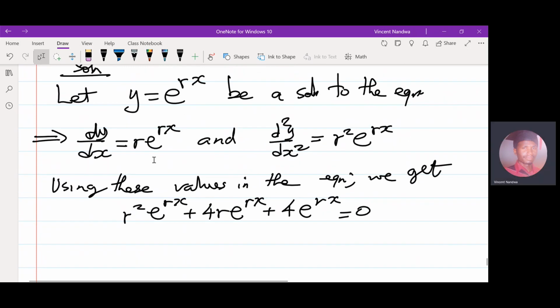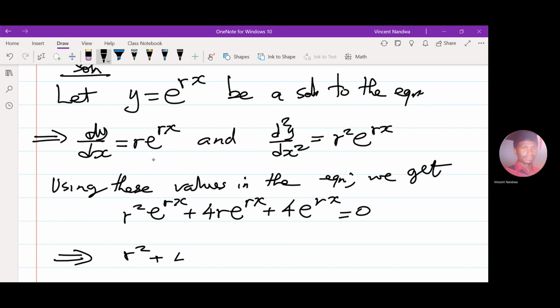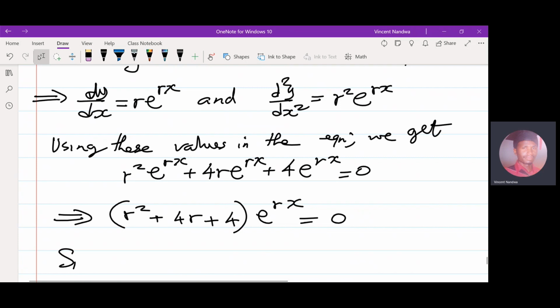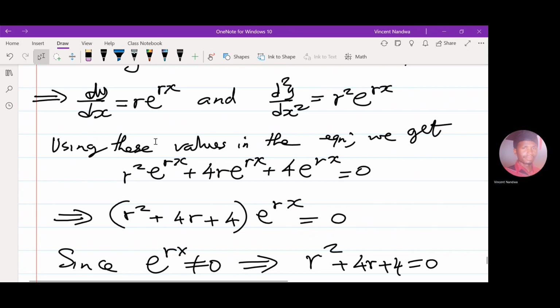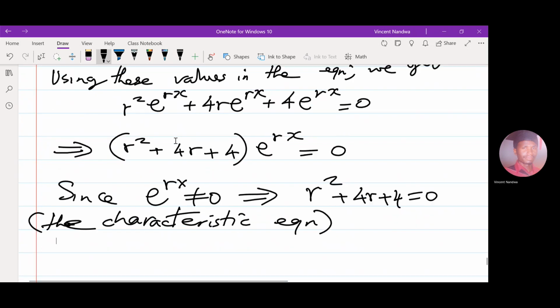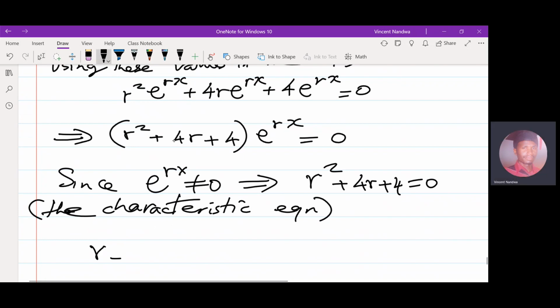What will be the common term on the left? e raised power rx, okay? So e raised power rx times the bracket equals 0. And the same analysis applies: e raised power rx can never be 0. So which means r squared plus 4r plus 4 equals 0 is our characteristic equation. So solve for r. Tell me r1 and tell me r2.